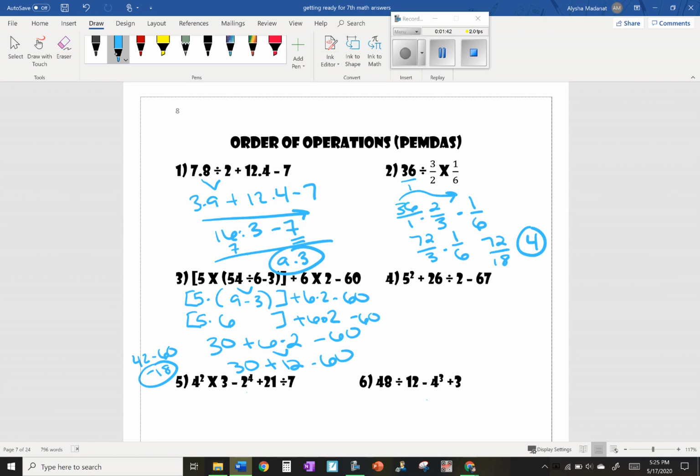Number 4, you would do your 5 squared, so 25 plus. Go ahead and do your division, which would be 13 minus 67. Go left to right. So 25 plus 13 would be 38 minus 67. Since 67 is greater, you would subtract and get an answer of negative 29.